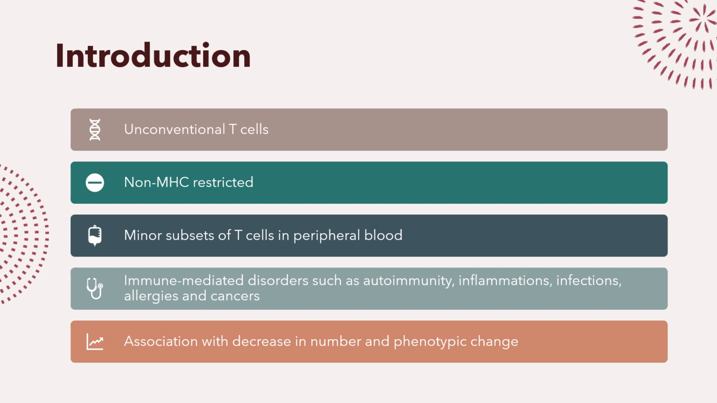They are a minor subset of the T cells in the peripheral blood. They start from 0.001%, and there have been various studies which have shown the association of these unconventional T cells in immune-mediated disorders, such as autoimmunity, inflammation, infections, and various allergies and cancers as well. And their decrease in number as well as their phenotypical changes have been associated with these diseases.